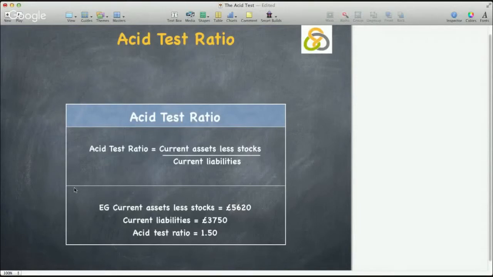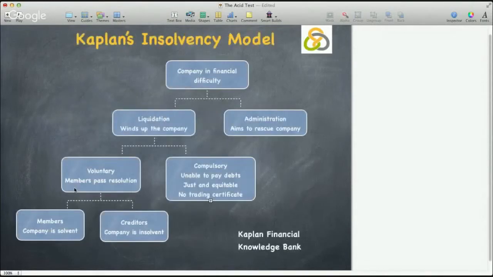If a business has got itself into some difficulties financially and there isn't enough cash in the business, what might it do? There are two options: administration and liquidation.